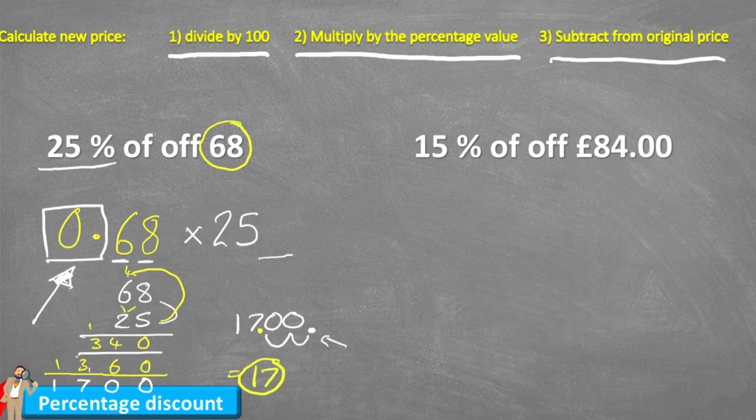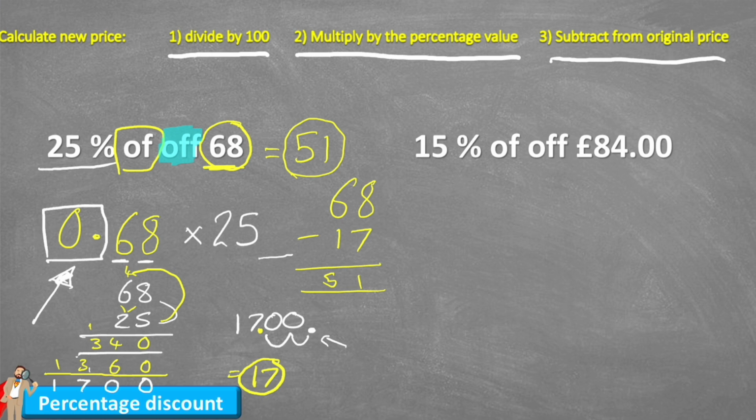But we've not finished yet, because 17 is 25% of 68, not 25% off 68. So we have to do our final calculation by getting 68, and we're going to subtract 17, and that's going to give us our total. 8 subtract 7 is 1, 6 subtract 1 is 5. So after my discount, 25% off of 68 would be 51.